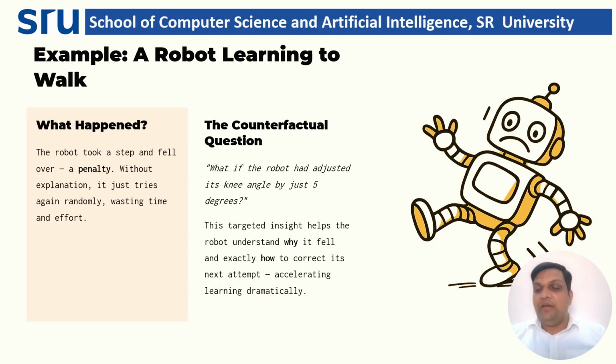So, in other words, imagine a robot learning to walk. It takes steps and falls. Without explanation, it keeps guessing. But with counterfactual thinking, what if the knee angle were 5 degrees different? Now learning becomes faster and smarter.